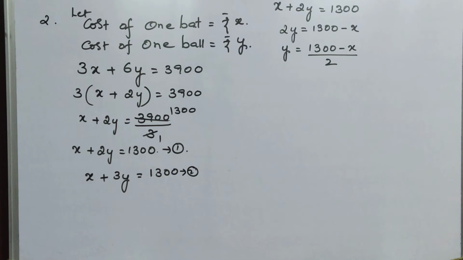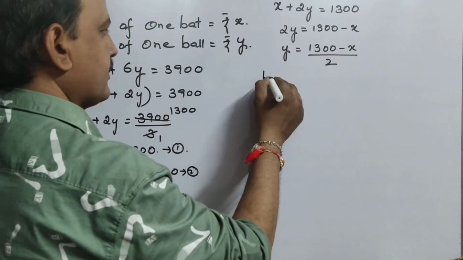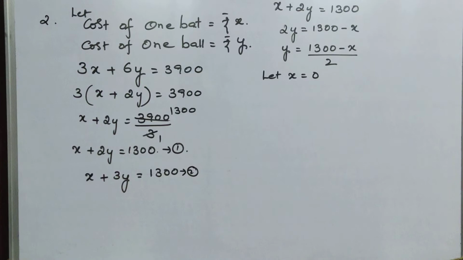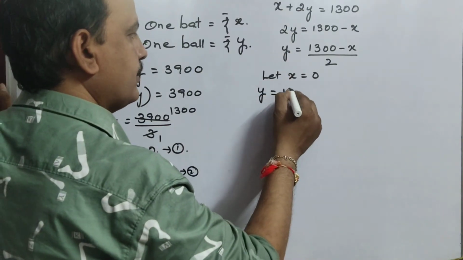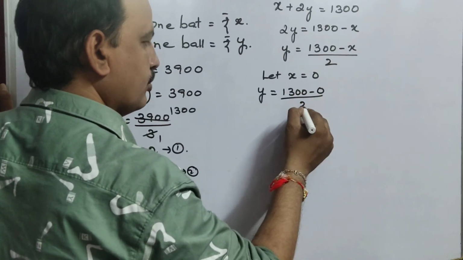Now here we have to take the y value, x values now. Okay. Now consider, that means let x equals 0. Let x equals 0. Then y equals (1300 minus 0) by 2.